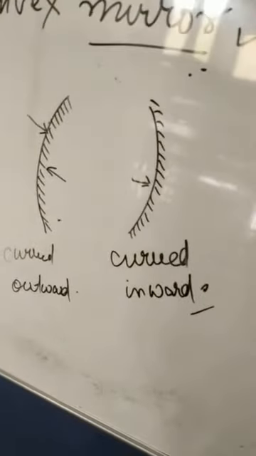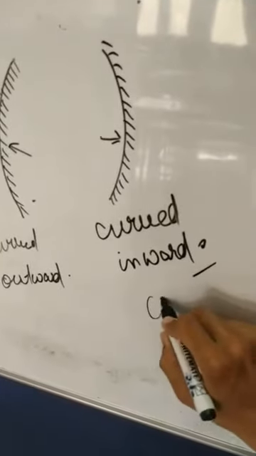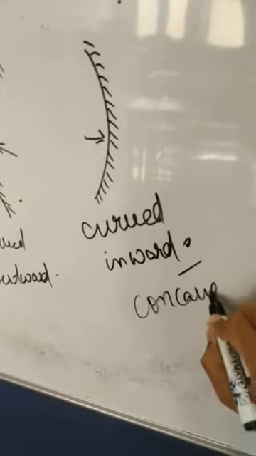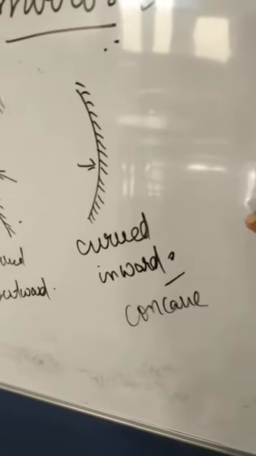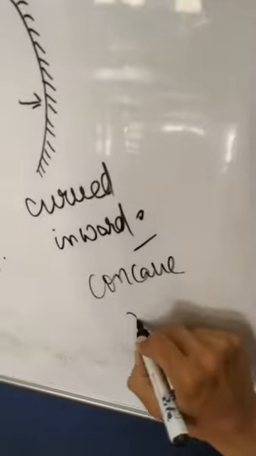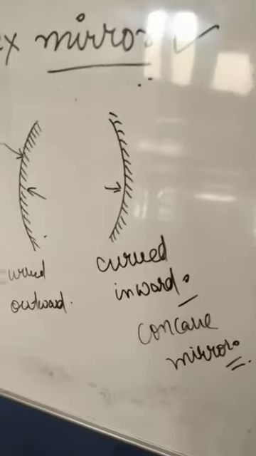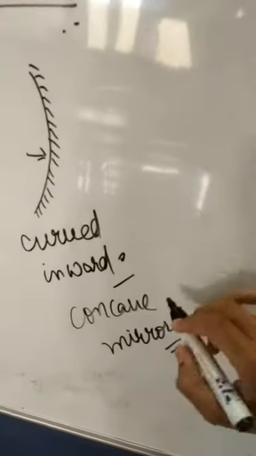So, a curved inward spherical mirror is known as a concave mirror. Remember, a curved inward spherical mirror is known as a concave mirror. The mirror whose reflecting surface is curved inward is known as a concave mirror.